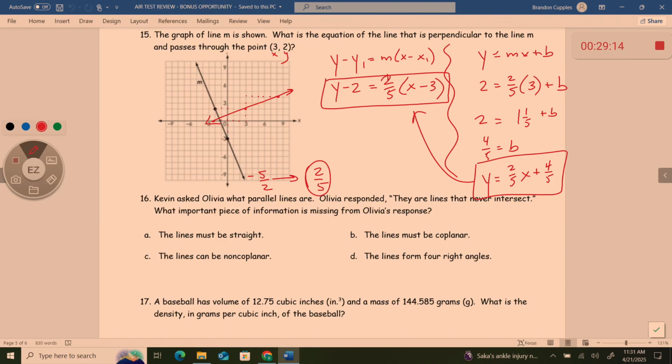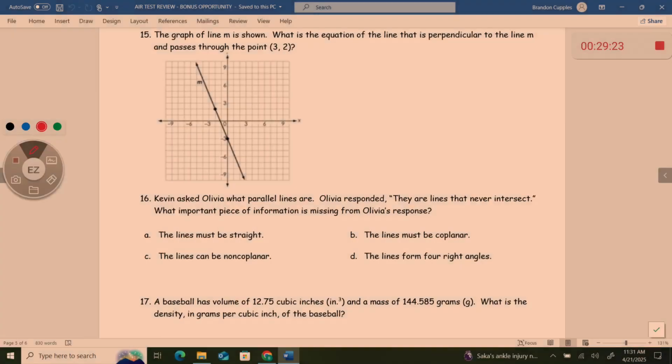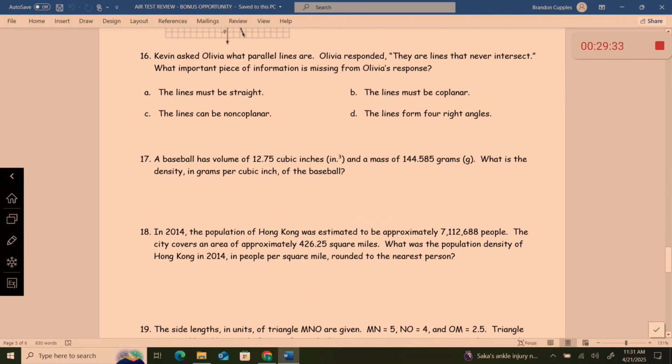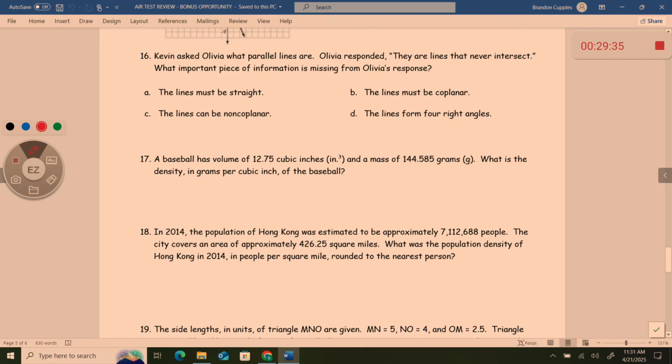All right. The next one, Kevin asks Olivia what parallel lines are, and Olivia responds by saying they are lines that never intersect. Well, true, partially. What important piece is she missing from Olivia's response? The lines must be coplanar. Okay. Now remember, there is another term that again shows up on the AIR test, which is skew, because skew lines also never intersect, but they are non-coplanar.